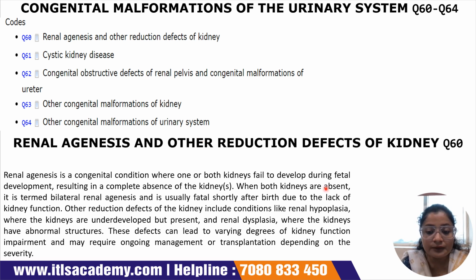Okay, so firstly we will be talking about renal agenesis and related conditions, that is corresponding to the subcode Q60. Again, it's a congenital condition where one or both kidneys fail to develop during fetal development, resulting in a complete absence of kidney. When both kidneys are absent, it is termed bilateral renal agenesis and is usually fatal shortly after birth due to lack of kidney function.